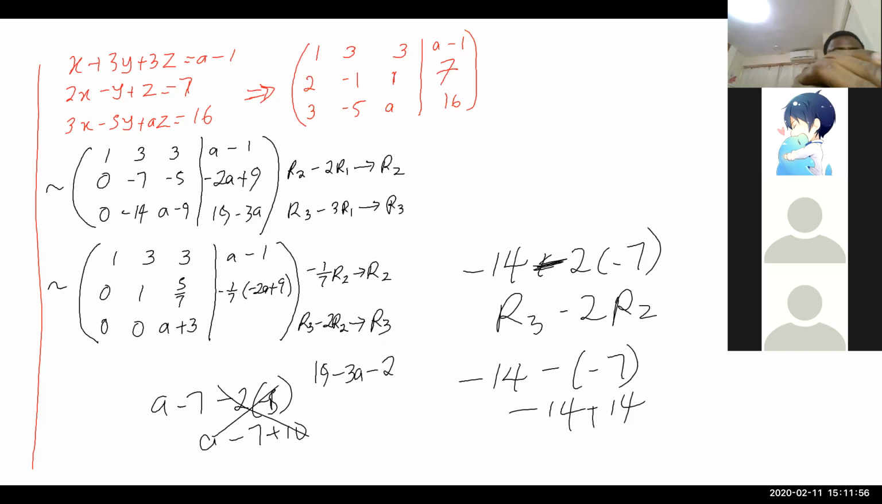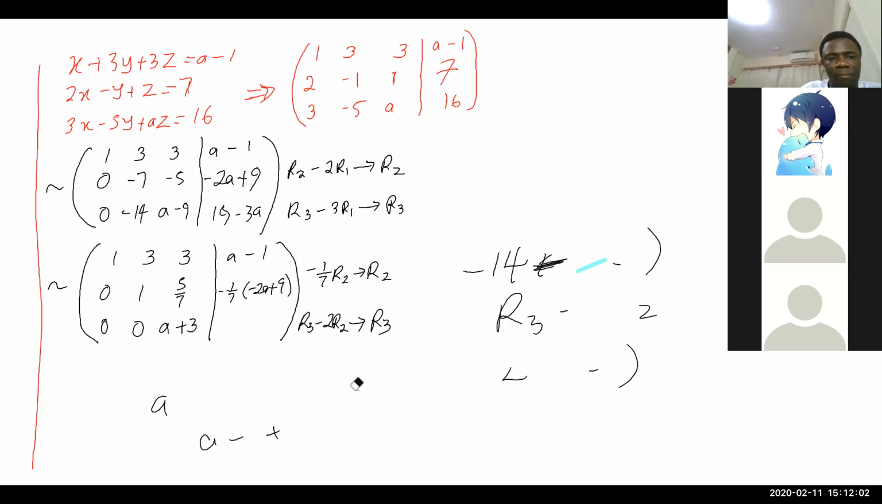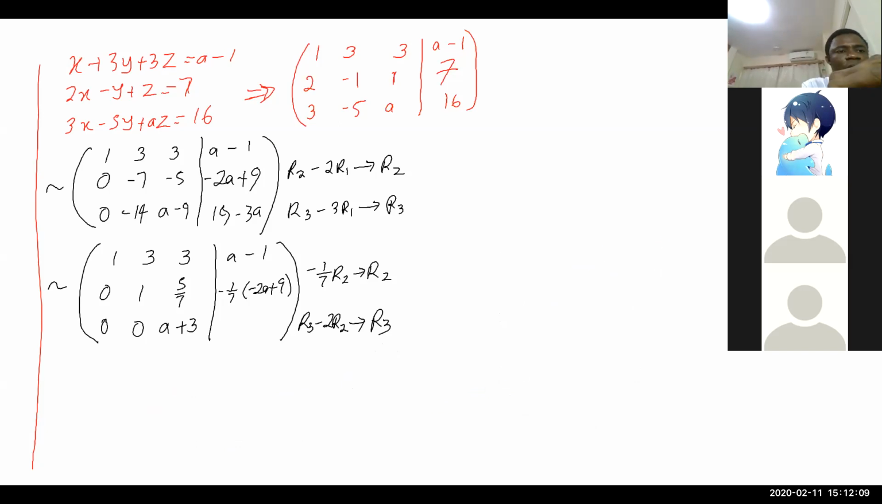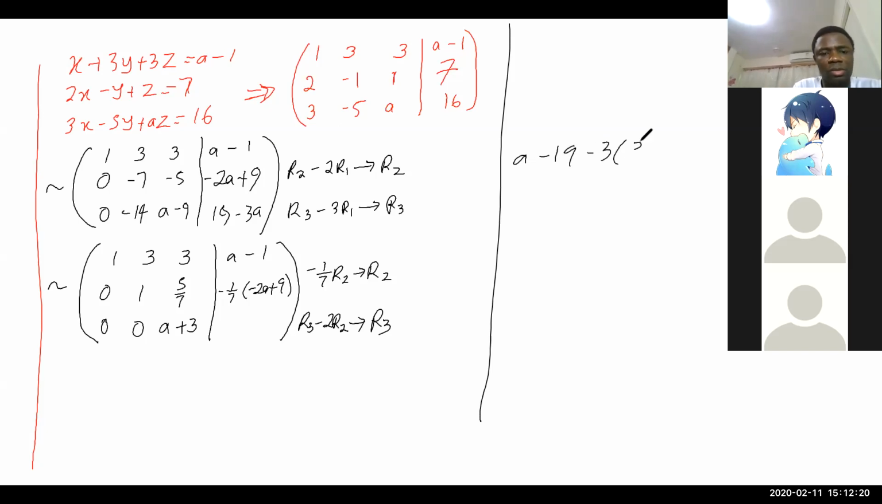Where does that come from? Like row 3 is a minus 9, but you wrote a minus 7. Oh, too much. This is why I need you to say something. Thanks to those that are saying something. So let's take it again. Row 3, that's a minus 9 minus 3 times 3. No, 2 times row 2. A minus 9 minus 2 times minus 5. Am I right? That'll be a plus 1. Is it?